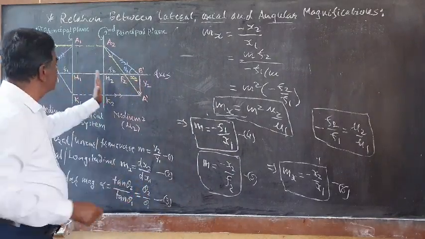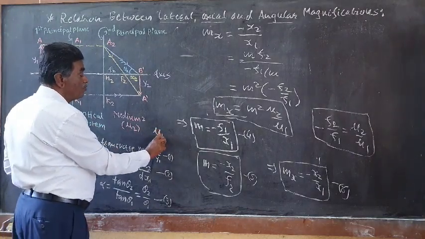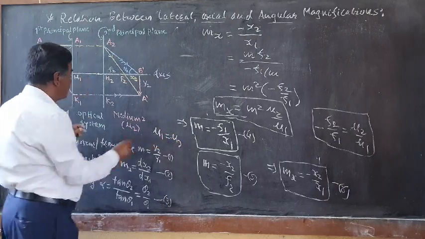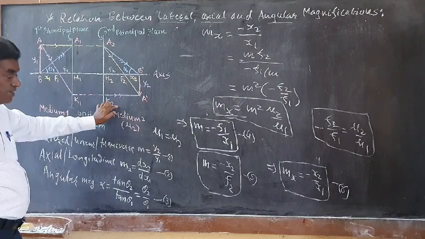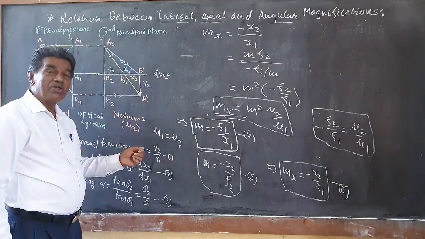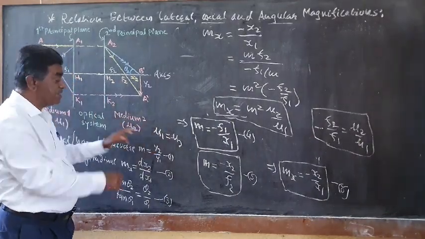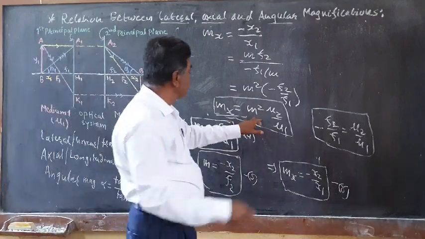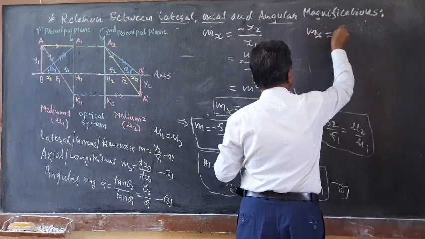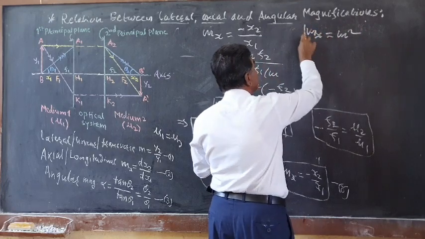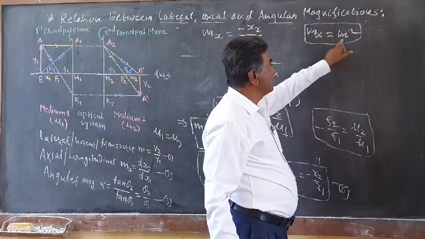If the medium on both sides of the optical system is the same, then mu1 is equal to mu2. Here we have taken different media, but if the medium is, for example, air, then mu1 is equal to mu2 is equal to 1. For any medium, if it is the same on both sides of the optical system, mu1 is equal to mu2, and this cancels. So what we are getting is mx equal to m square. This is the relationship between the axial magnification and the lateral magnification.